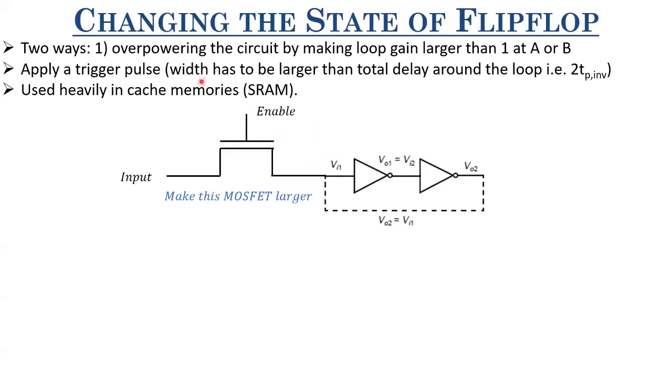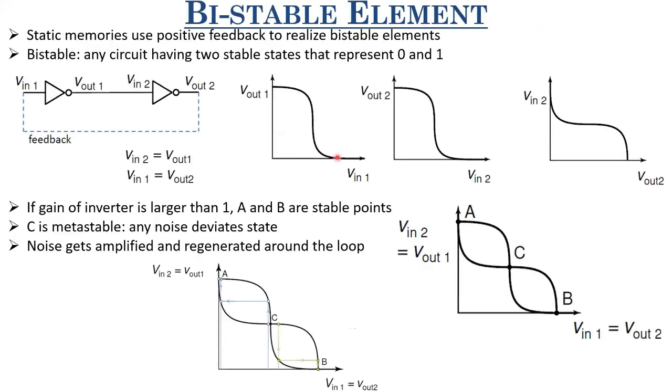Now, what I say here is that the width has to be larger than the total delay around the loop. So what I'm saying is, let's say the system was stable at point A. So what is point A? Point A means what?